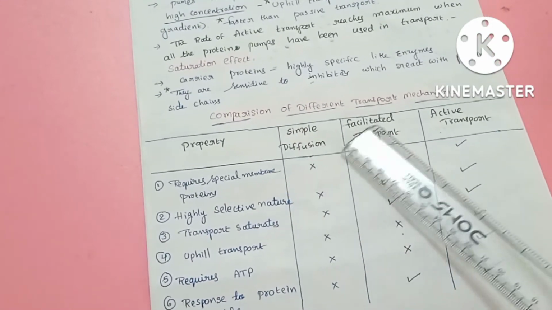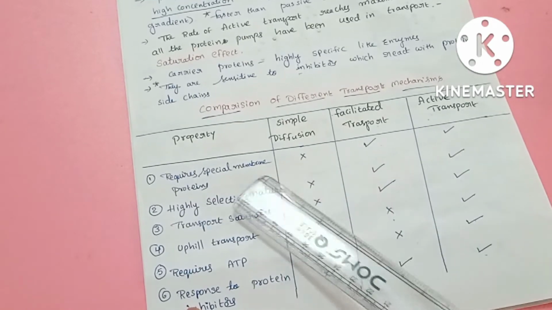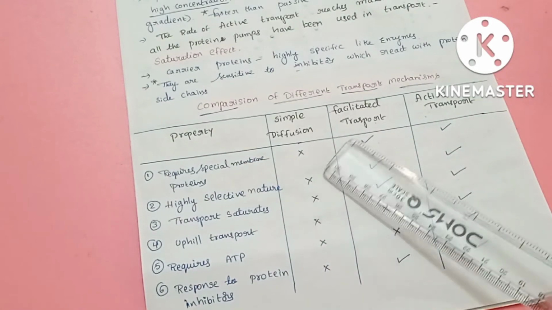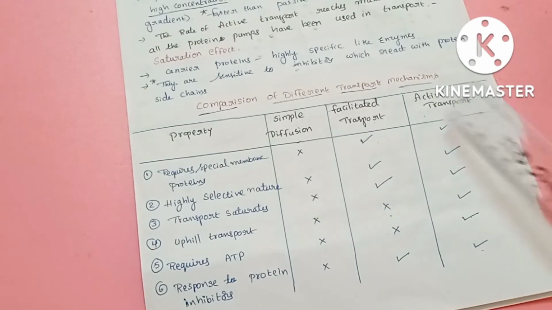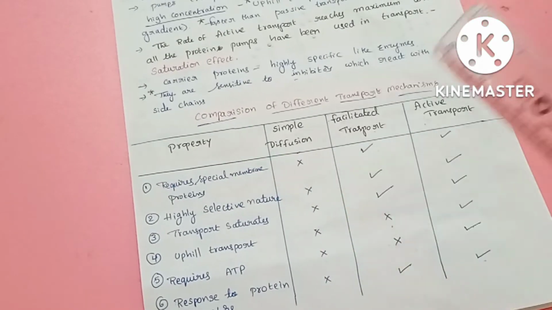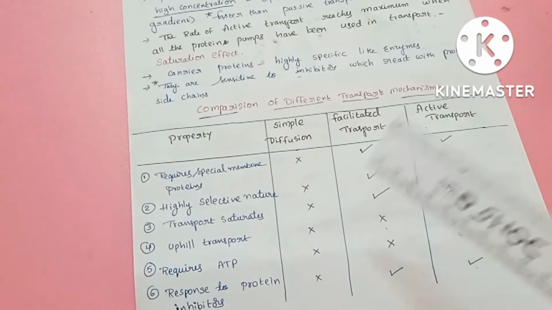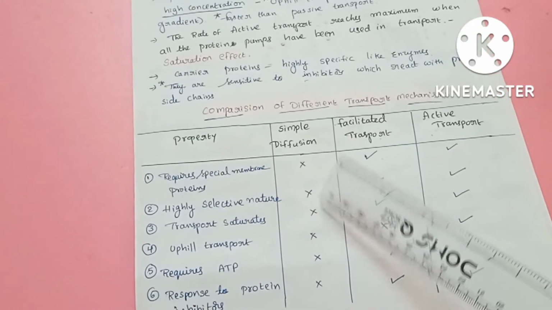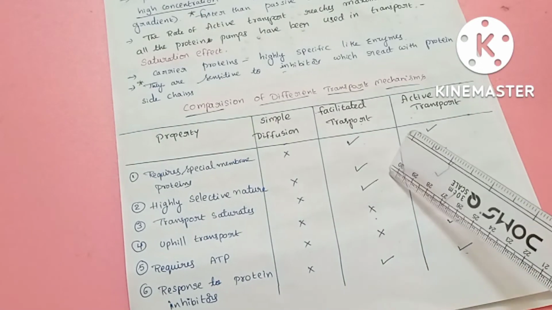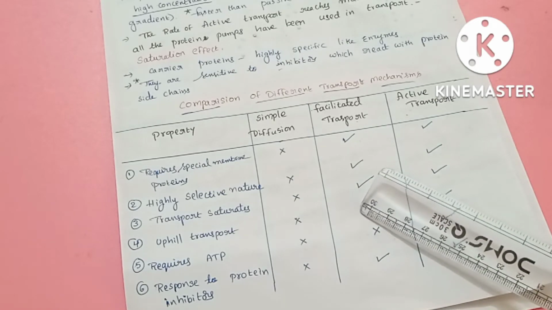Now we'll see the comparison of the different transport mechanisms, that is, simple diffusion, facilitated diffusion, and active transport. The first one is requirement of special membrane proteins. In diffusion, there is no use of any special membrane proteins, but in facilitated and active transport, the proteins are present, and these are highly selective in nature. Simple diffusion is not highly selective, but facilitated and active transport are highly selective. Transportation saturates: here there are no membrane proteins used, so it does not happen. But in facilitated diffusion and active transport, membrane proteins are present. When all the membrane proteins are used up, they get saturated.